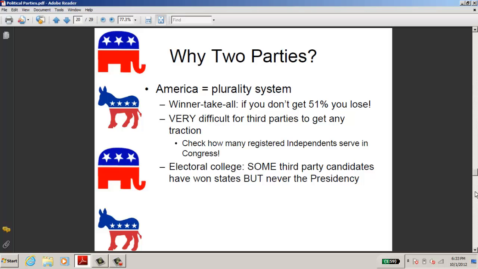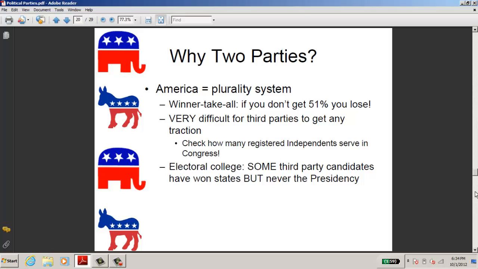So let's talk about the United States. Like I said, America operates under what's called the plurality system, also known as the winner-take-all system. So if you don't win 51% of the vote in an election, you lose. This makes it very difficult for third parties to get any traction. So, Ralph Nader got 5% of the vote. Very few third parties have ever held congressional or even senatorial office, let alone the presidency. And it's because of the plurality system.